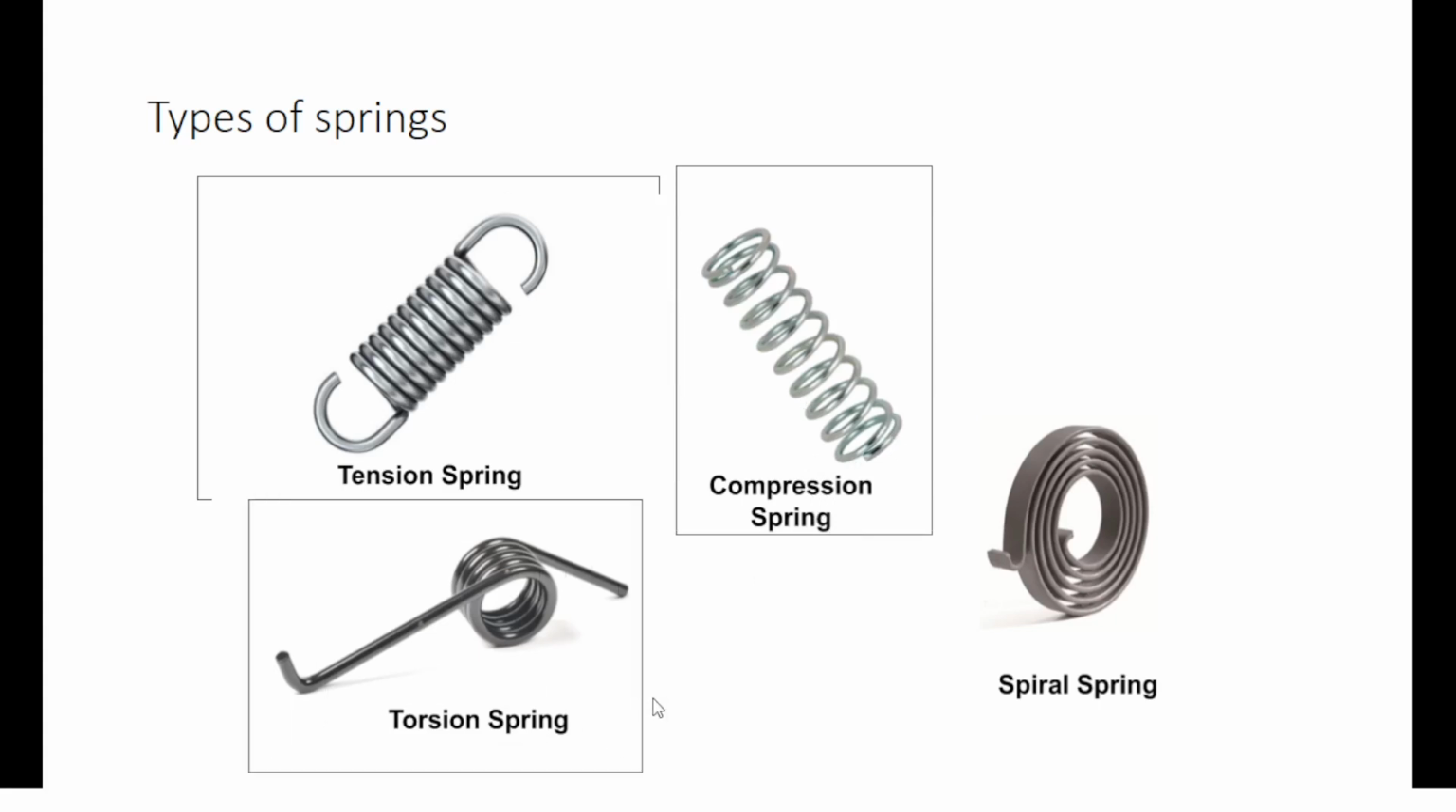Torsion spring, again one of the important types of spring. Then this is a spiral spring which is used to store energy, for example in mechanical watches. Then this is one of the important gear drives.